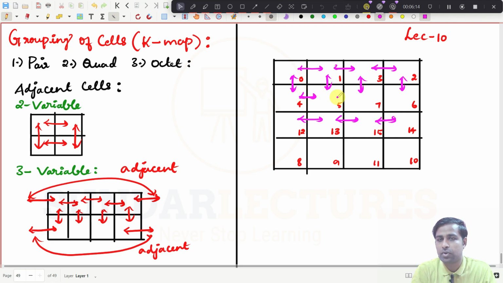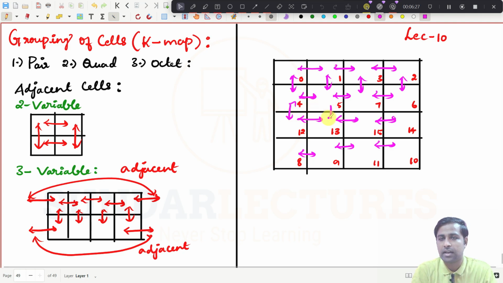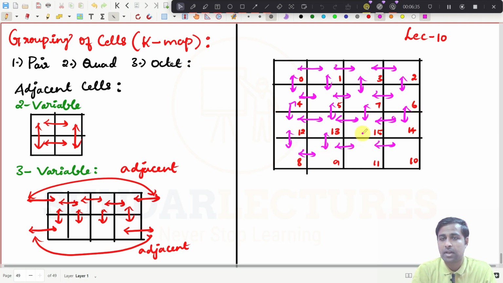Also these two cells. Likewise, every adjacent cell, right? You can easily see with your naked eyes by looking at this diagram, right? So these are all adjacent cells. These two, as well as these two, and these two, as well as these two.